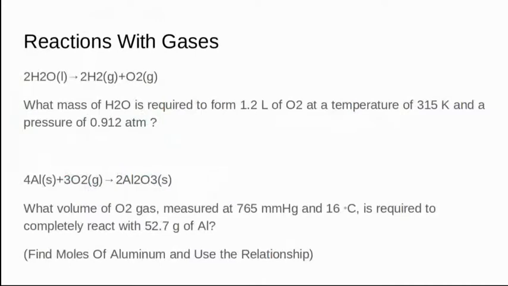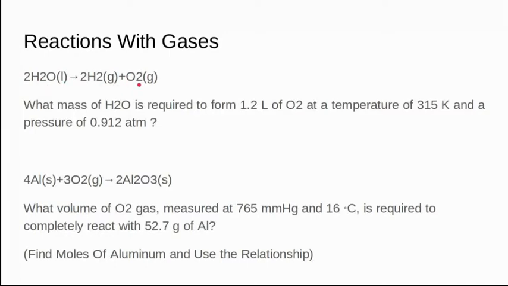Reactions with gases. She didn't go over this. I can't really find a way to teach it other than just give the four problems they gave us. So they're pretty simple if you just understand what we're talking about. So when you get an equation like this, we're saying 2 moles of water is going to give you 2 moles of hydrogen gas and 1 mole of oxygen gas. Same way of saying 2 particles of water is going to give you 2 particles of hydrogen gas and 1 particle of oxygen gas.